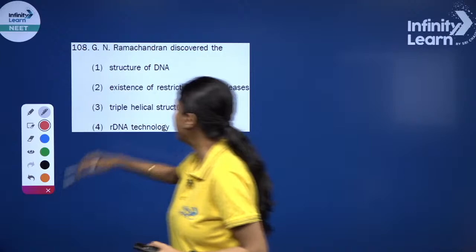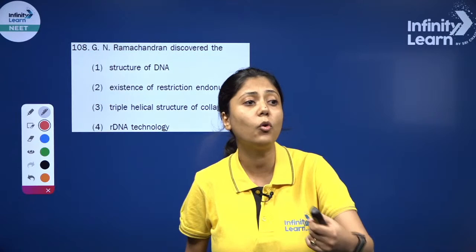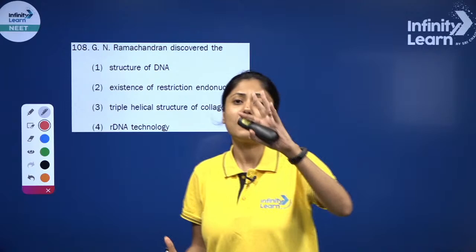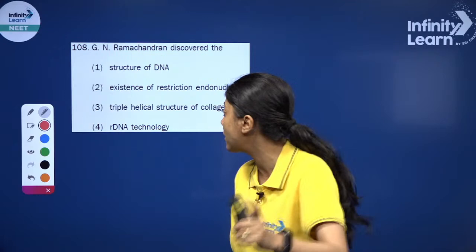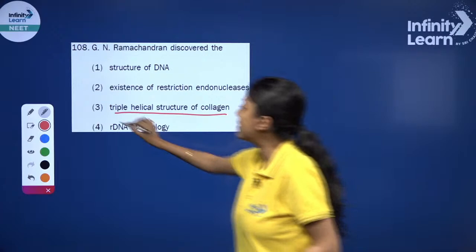G.N. Ramachandran discovered the... G.N. Ramachandran is related to which chapter? It is related to biomolecules. Do you remember? It is given in the starting portion in the unit introduction, right? G.N. Ramachandran discovered the triple helical structure of collagen. So this is the correct answer. Next, let me delete it.